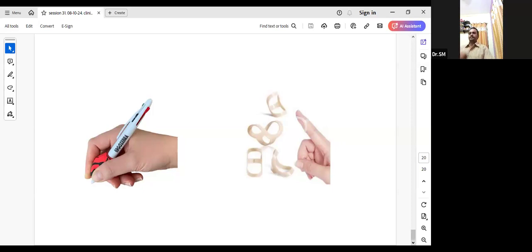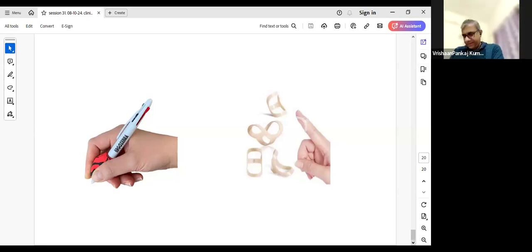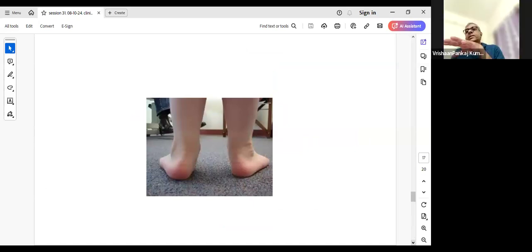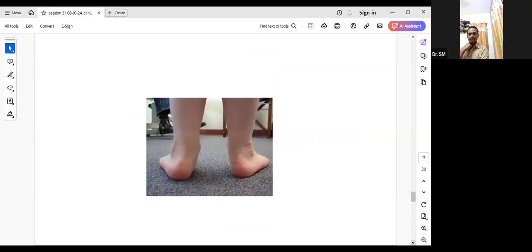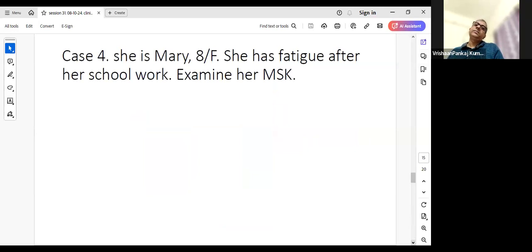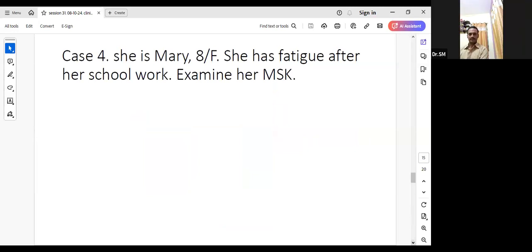Any doubts here? And this foot, what about this foot? If you happen to see a foot like this, I think it may be an everted foot, flat foot. Yeah, flat foot. So more of a pointed foot, or you can say everted foot, so flat foot.